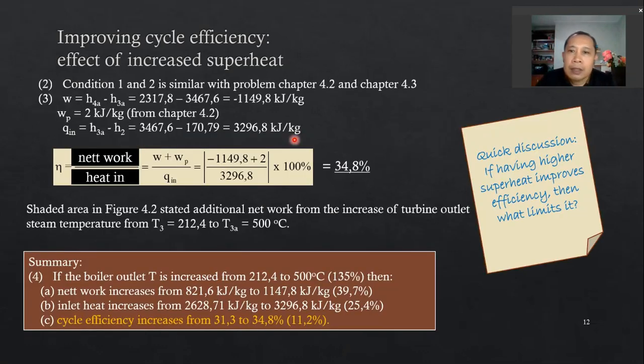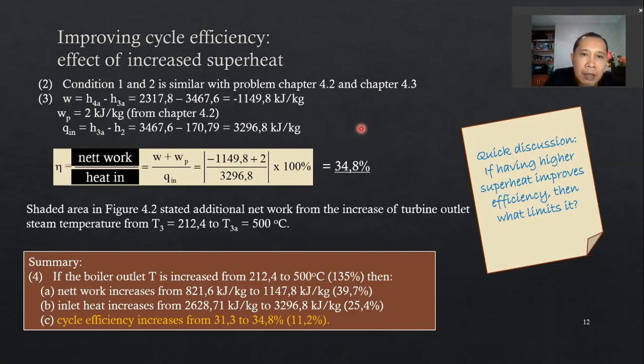All right, now this is a quick discussion that we will have in class. Okay, so think among yourselves, discuss among yourself, and we will discuss this in class. So if having higher superheat improves efficiency, then obviously something will limit it in practical application. Okay, so discuss among yourself what condition will limit the degree of superheat that can be practically realized.